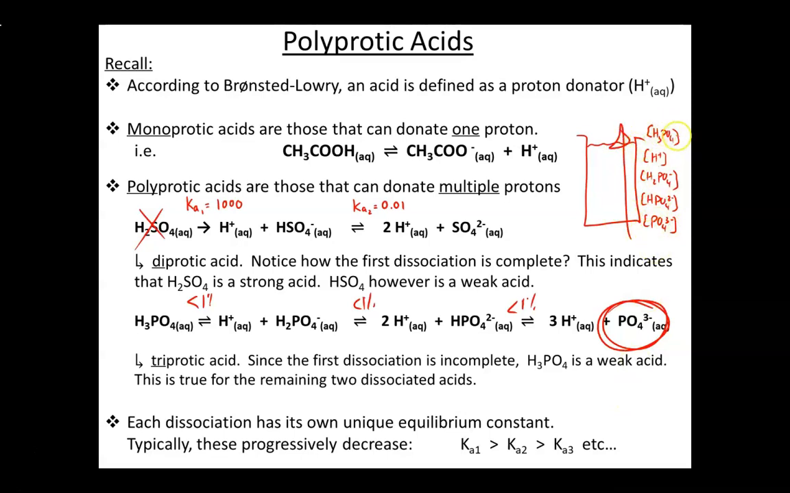Most of the molecules will be H3PO4 still stuck together because very few of them broke up. Then the next common ion would be H plus ions because they're released here, here, and here, followed by the H2PO4, HPO4, and then finally the phosphate, which is the least likely ion to be floating around your solution. Alright, so typically each dissociation has its own unique equilibrium constant, K1, K2, K3, and they progressively decrease as you go along.